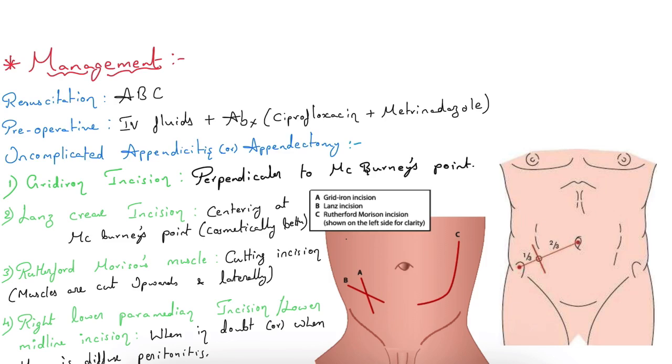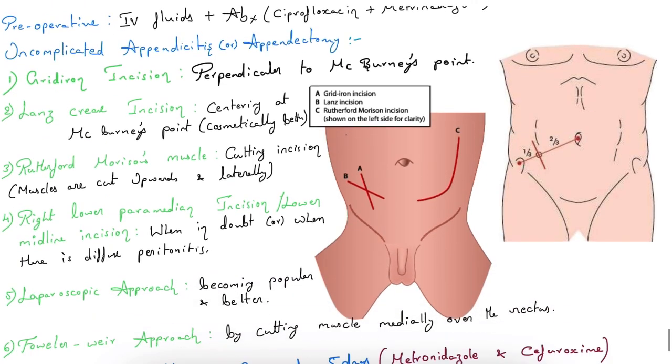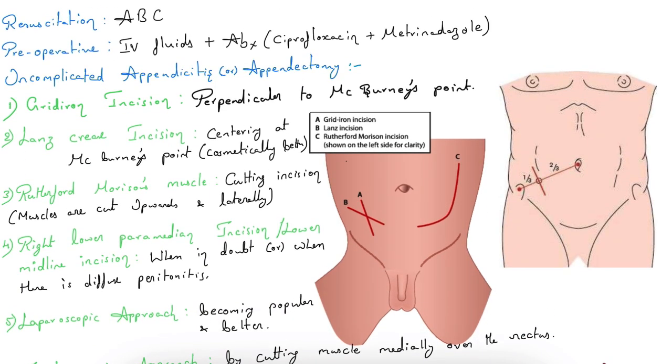So these are the things we have to check. Then after pre-operative assessment, if the patient is hemodynamically stable, we give some fluids. If unstable, we have to give fluids and some antibiotic prophylaxis, like ciprofloxacin and metronidazole.